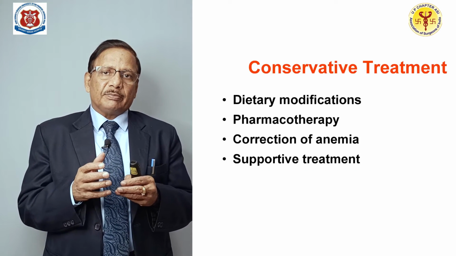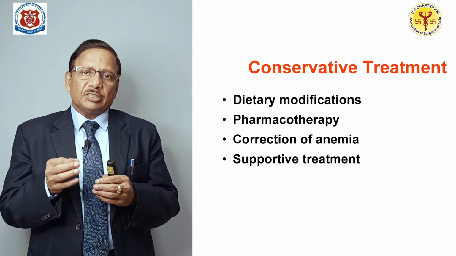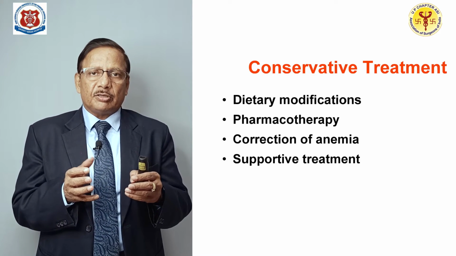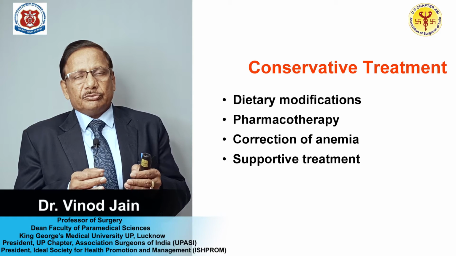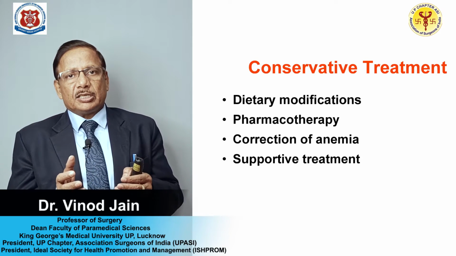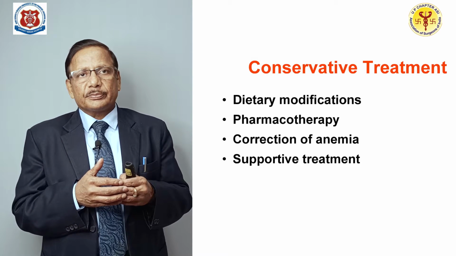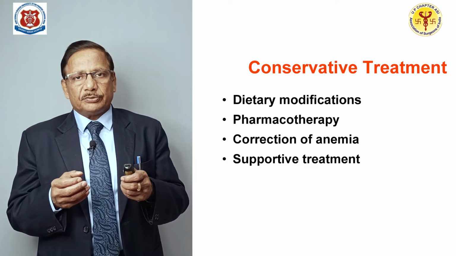What do we understand by conservative treatment? First thing is we need to have dietary modification. We need a diet which should not be very rich in fat. Then we have certain drugs which are effective against filariasis or against tuberculosis. Then we need to correct anemia and give supportive treatment.